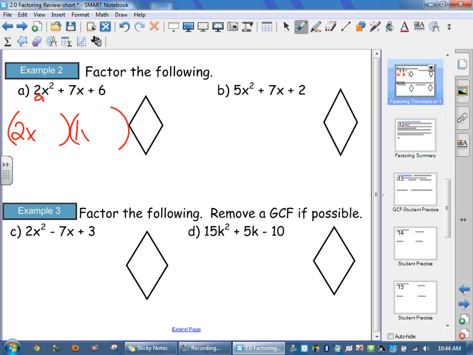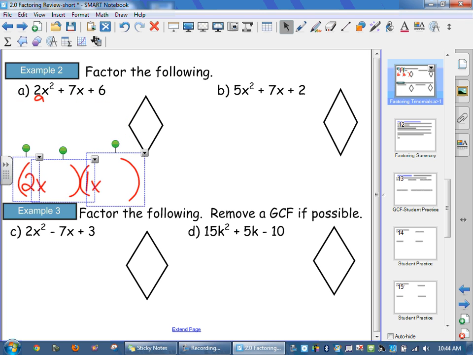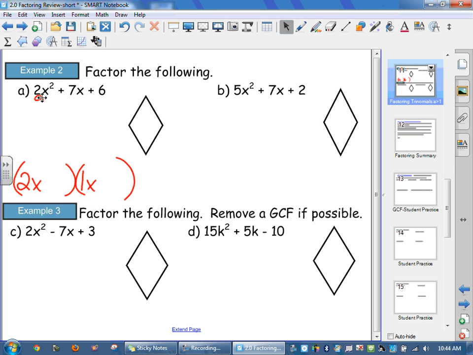Now I'm going to take my A times C and put it on the top. A times C is 6 times 2, which gives me 12 at the top of my diamond, and I have a 7 for a B value on the bottom. What numbers multiply to 12 and add to 7? Let's factor 12: 1 times 12, 2 times 6, 3 times 4. Which ones add to 7? 3 and 4. Good. So 3 and 4 go on my wings, but they don't go in the brackets yet.